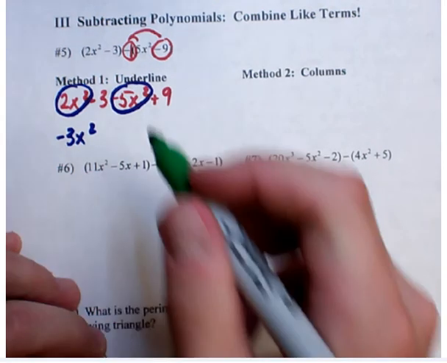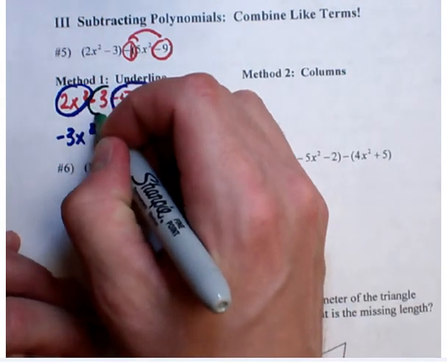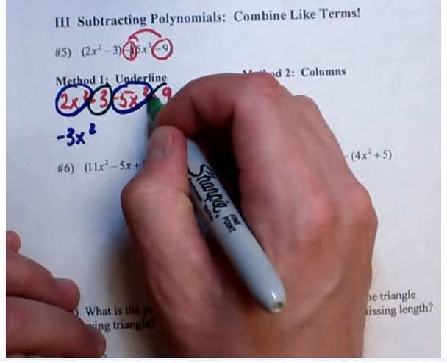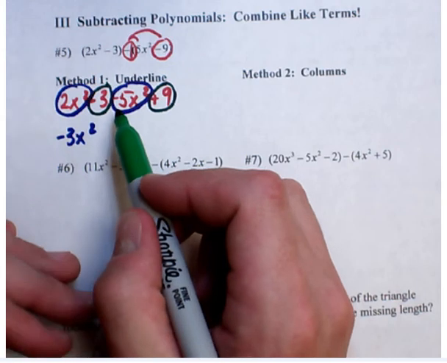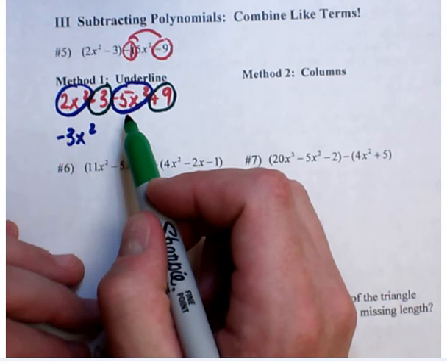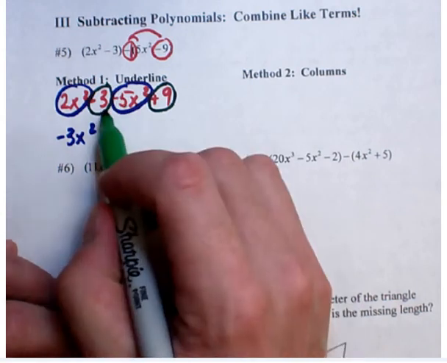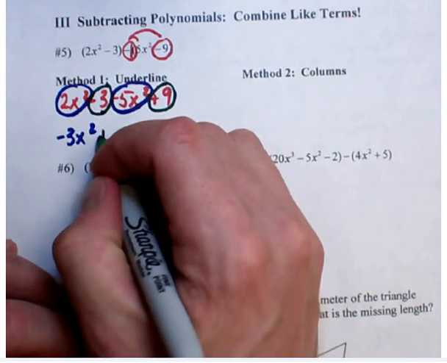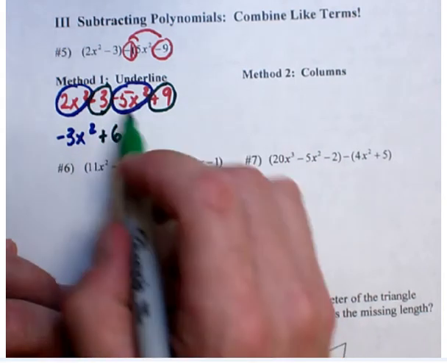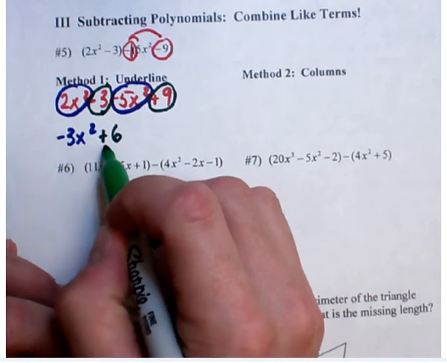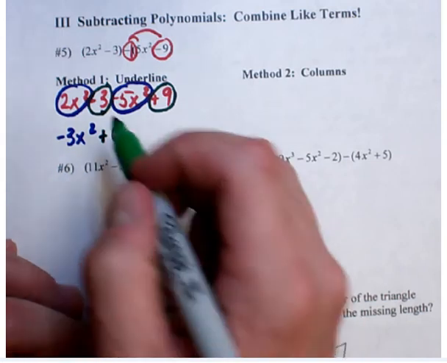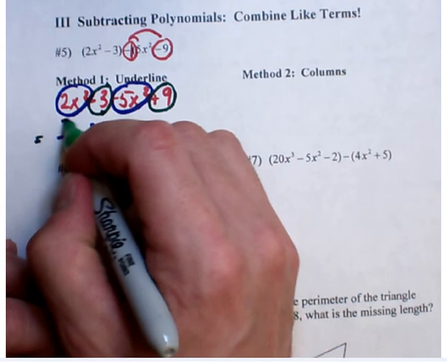Then we have the constants. We have a -3. We have a +9. And notice I put underline here. I'm circling these. Okay, whether you want to underline them or circle, it's up to you. -3 plus 9, that's +6. Okay, -3 plus 9 is 6. Now we have -3x squared plus 6. Well, there's nothing else that we can do. That's good. That's a good answer.